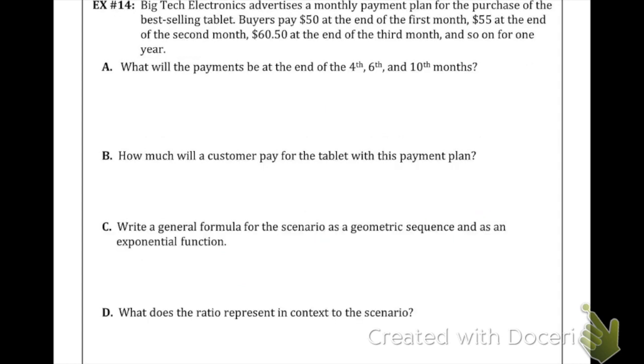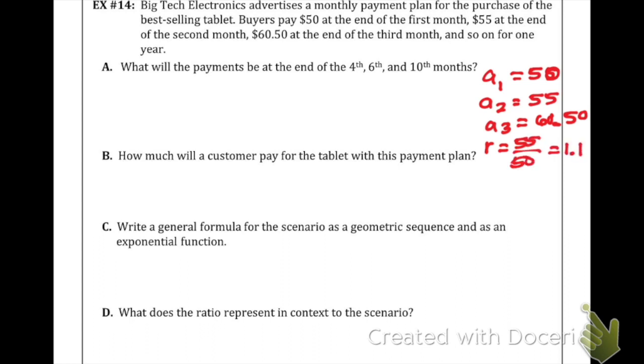Last example, example 14. Big Tech Electronics advertises a monthly payment plan for the purchase of the best-selling tablet. Buyers pay $50 at the end of the first month. So a sub 1 is 50. Second month, 55. Looks like third month is 60.50. To get my r, we're doing 55 divided by 50, so 1.1.